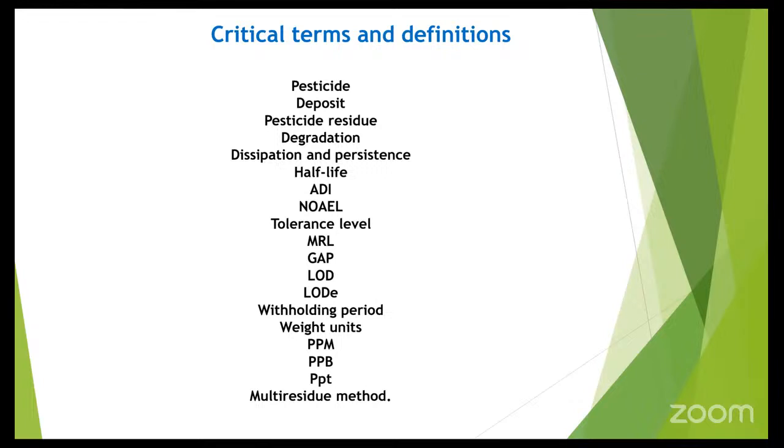NOEL is the no-observed-adverse-effect level. It is the highest dose of the substance that does not cause any detectable toxic effects in an experimental animal studied. It is expressed in mg per kg body weight per day. So this is the highest dose of a substance where you still don't see any significant changes, or any lethal or toxic changes. That is NOEL.